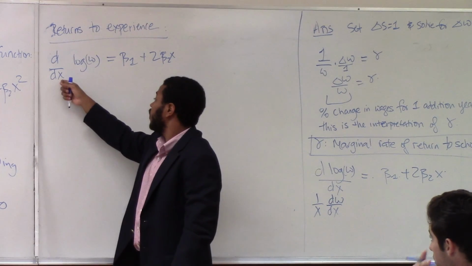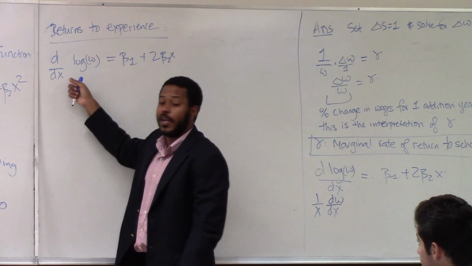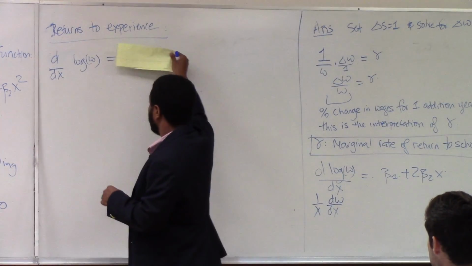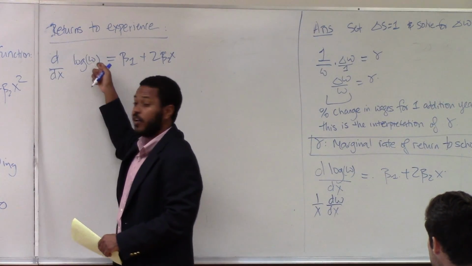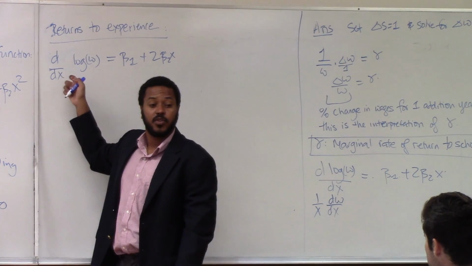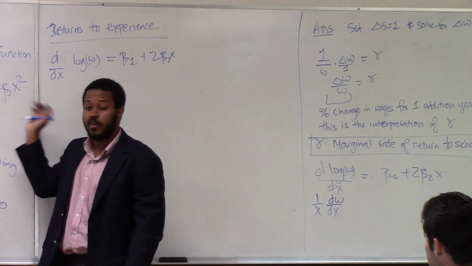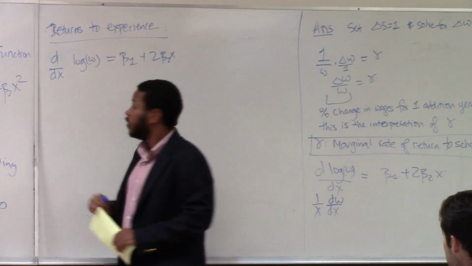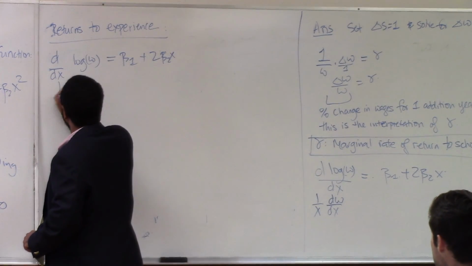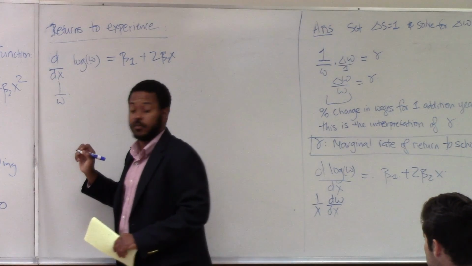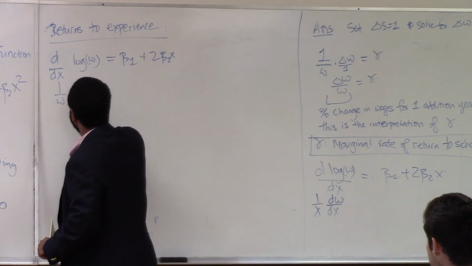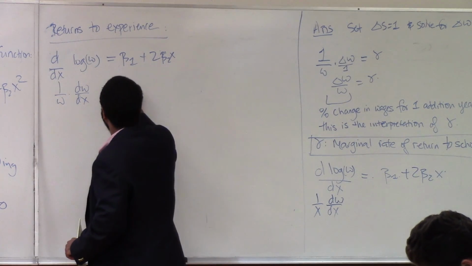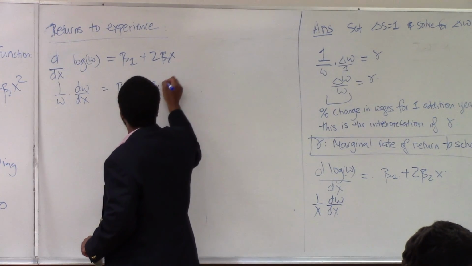What's the derivative of log wages with respect to x? Ignore this part. The wages are a function of x. What's the derivative of log wages with respect to x? It's 1 over w times dw dx. Everyone sees this? And this is just beta 1 plus 2 beta 2 x, right?